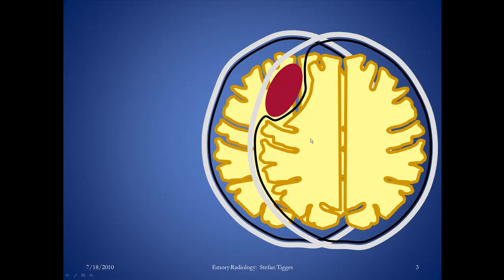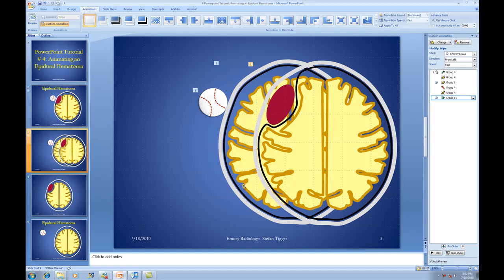Alright, so we got a couple of problems here. We're still having our old brain appear, and well, that's the main problem right here. So we're going to have to get rid of the old brain right here. Okay, so what we're going to do is add an effect here. We're going to have this thing disappear.